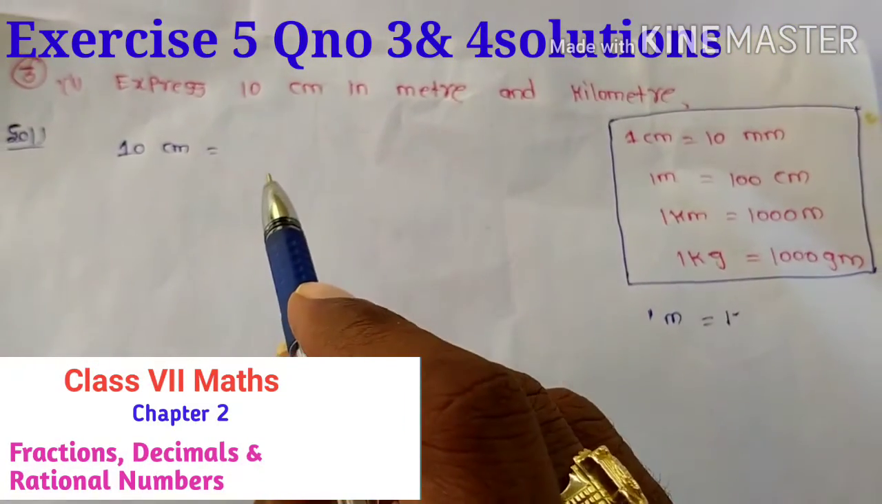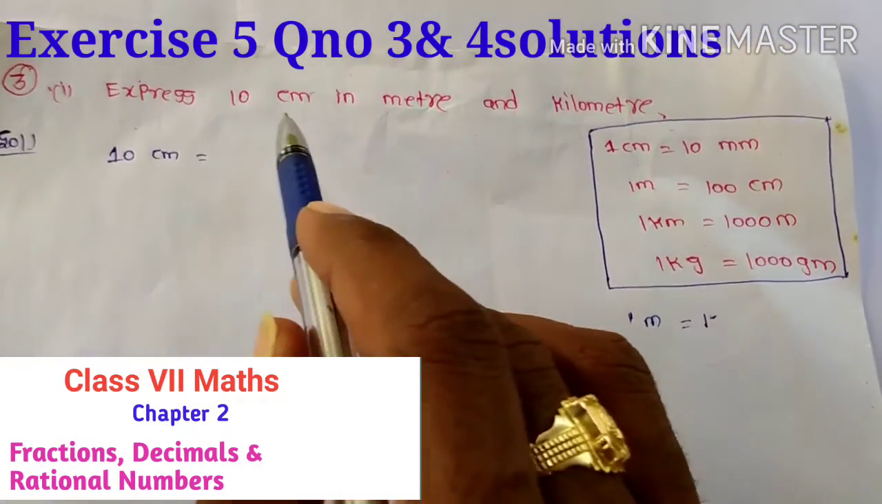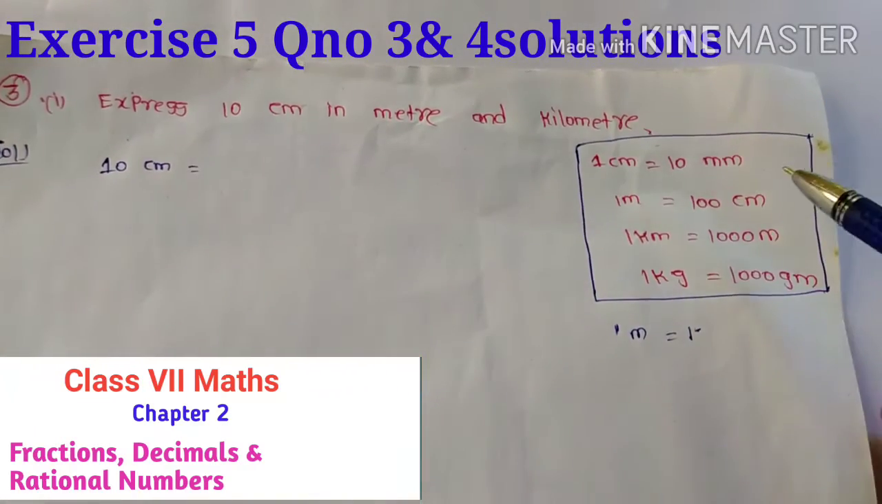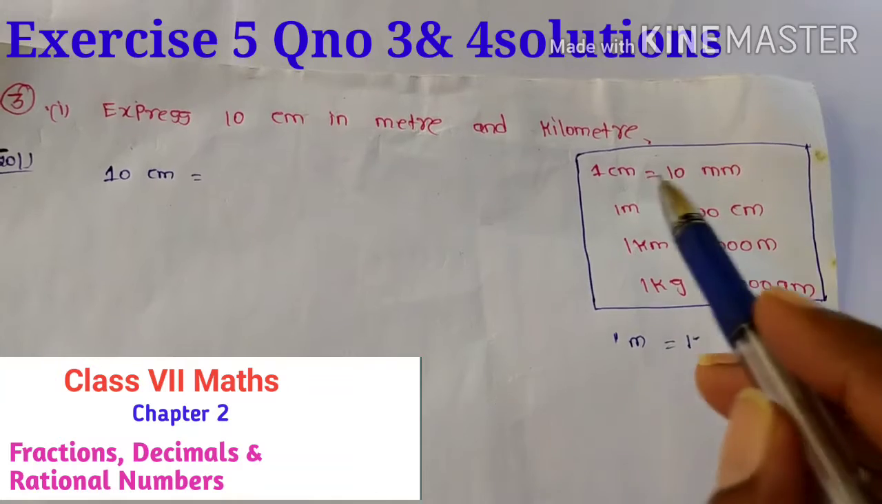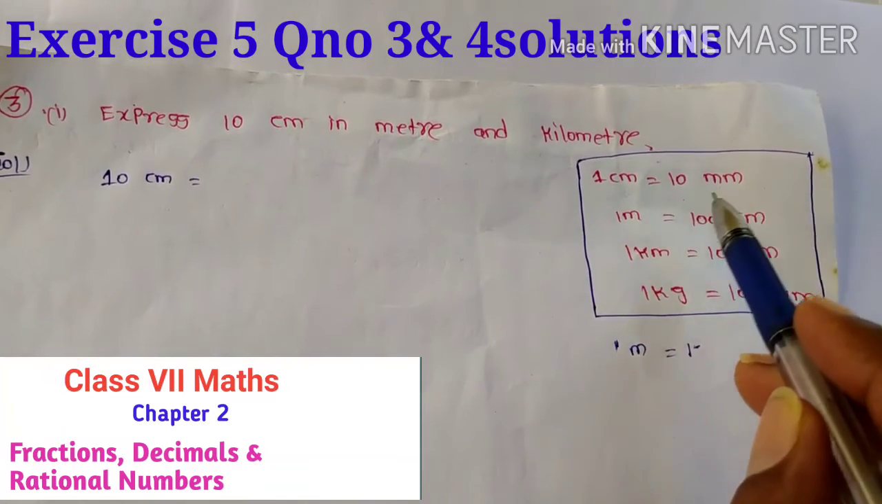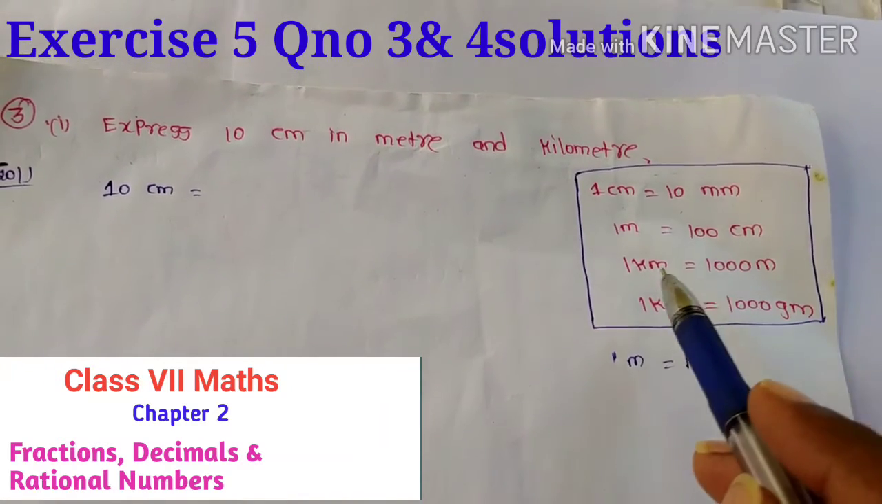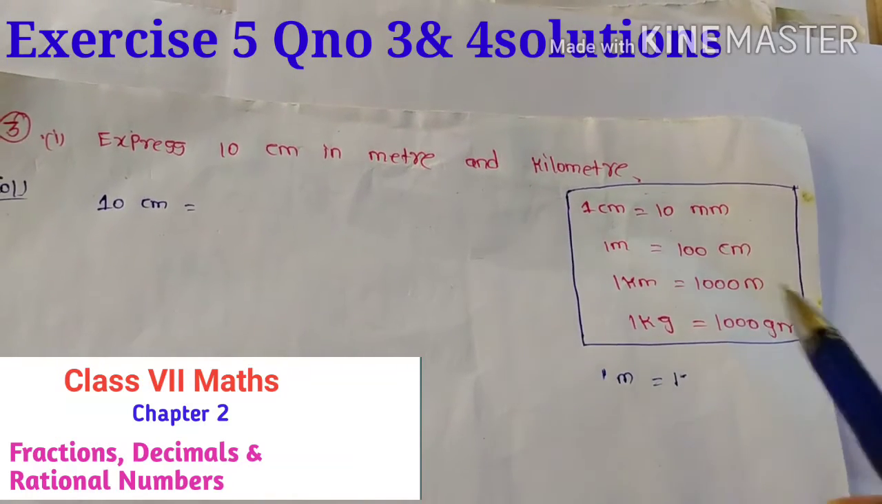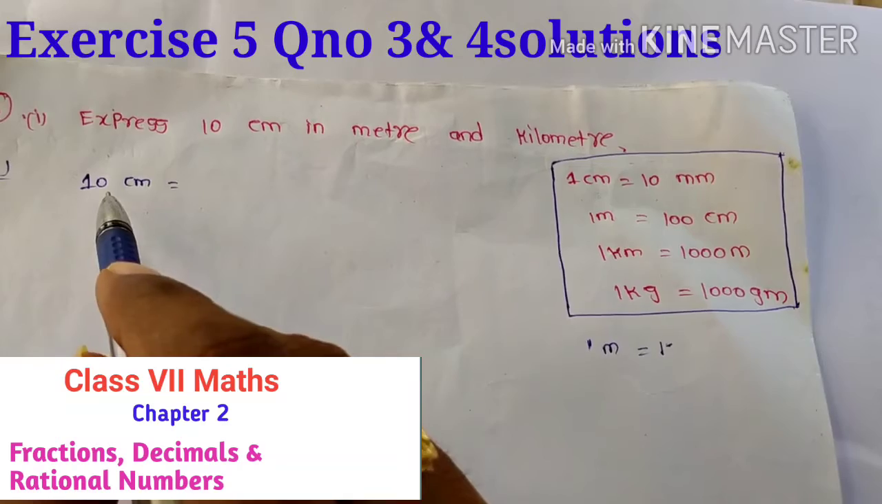Now you can see here, exercise 5, question number 3. Express 10 centimeters in meters and kilometers. Once you see the given information: 1 centimeter is 10 millimeters, 1 meter is 100 centimeters, 1 kilometer is 1000 meters, 1 kilogram is equal to 1000 grams. Let us start the answer.